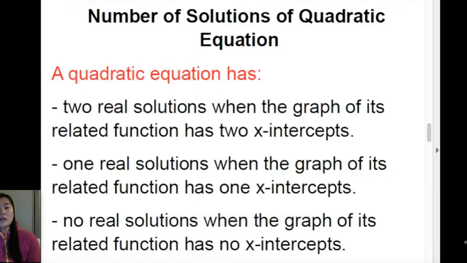So how do we tell the number of solutions of a quadratic equation? Very simple. If you have two real solutions, that means you have two x-intercepts. If you have one real solution, that means you have one x-intercept, and vice versa. And then if you have no solution, that means there's no x-intercept.